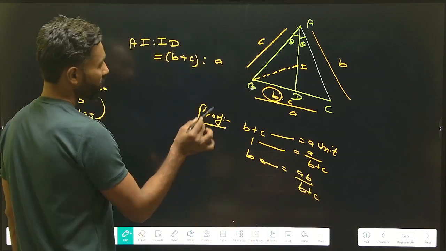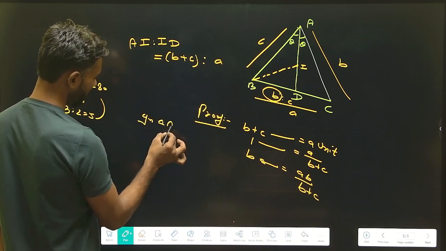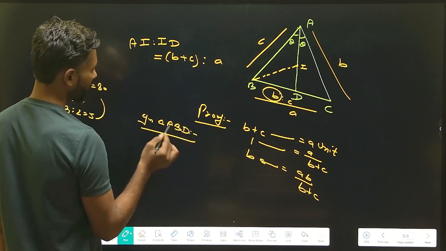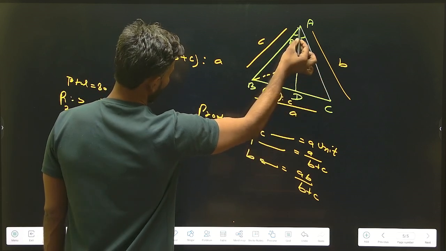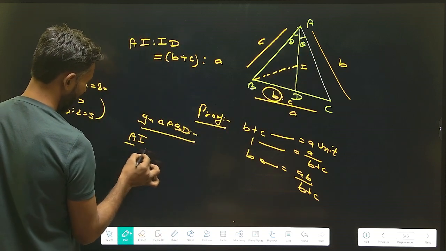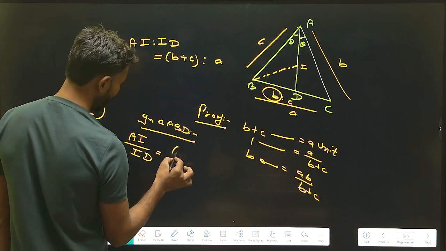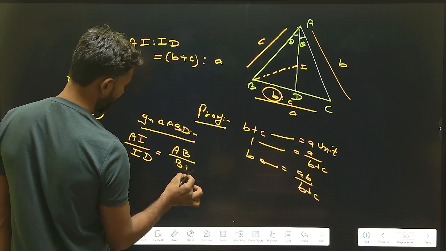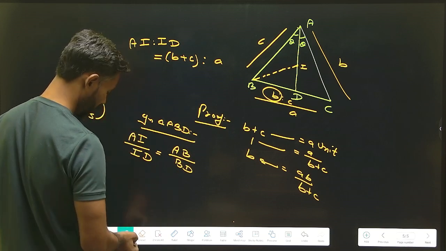Now in triangle ABD, I'm just going to apply the angle bisector theorem. You already know that ABD is a triangle and BI is the angle bisector. So AI ratio ID will be equal to AB upon BD. AB upon BD.